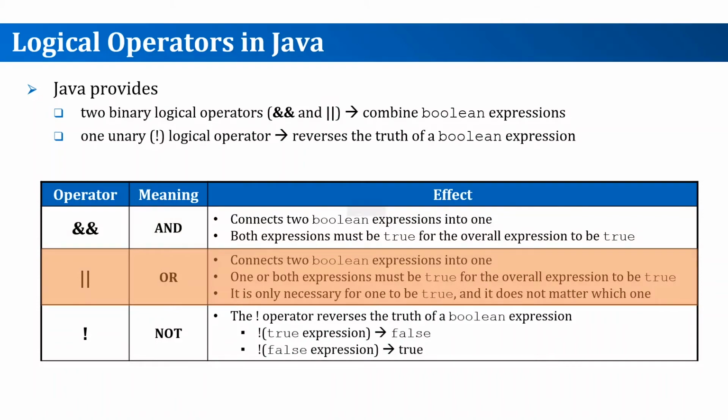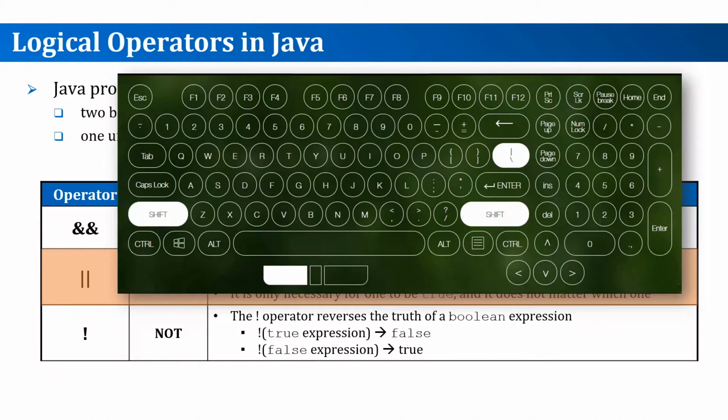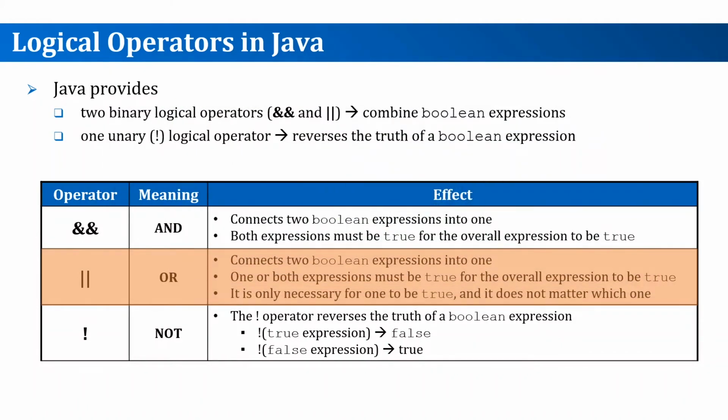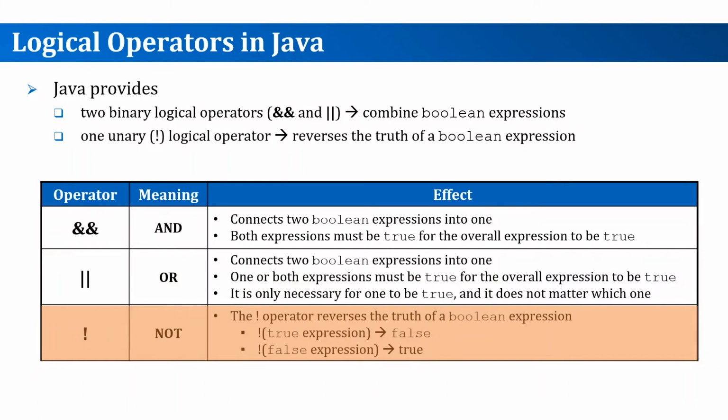The second operator is OR. You can obtain it from the shift and backslash on your keyboard. Similar to the AND operator, the OR operator connects two expressions. The first or the second expression needs to be true for the whole expression to be true. The last operator is unary and operates on a single Boolean expression. If the expression is true, the NOT operator makes it false, and if the expression is false, the NOT operator will make it true. This means it reverses the expression.